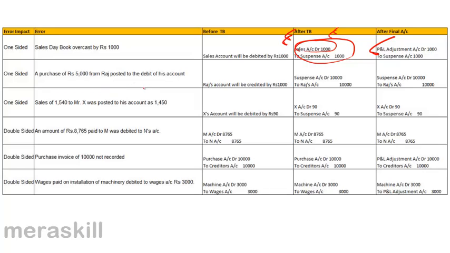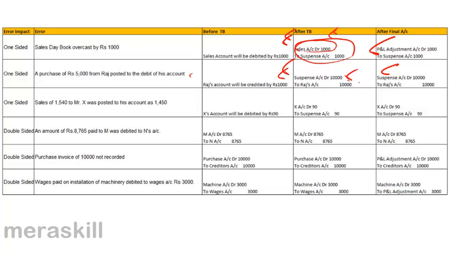A purchase of 5000 from Raj posted to the debit of his account. So purchase account debit to Raj 5000 should have been the correct entry, but unfortunately Raj's account was wrongly debited. So to rectify that, we had to credit Raj's account by 10,000. When it was after preparation of the trial balance and suspense account had been created, then it was suspense account debit to Raj's account 10,000. Basically, we credited Raj's account, so we debited suspense account. There is no nominal account involved here. Therefore, even when we rectify this error in the next accounting year, it is the same entry, suspense account debit to Raj's account.